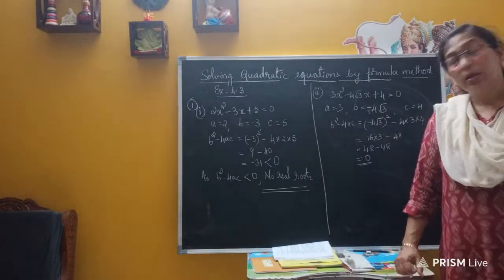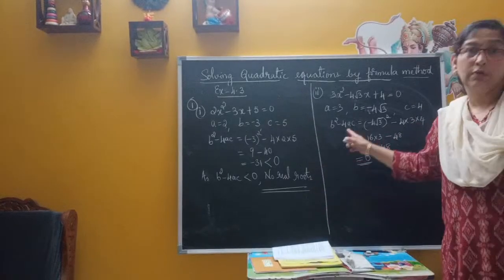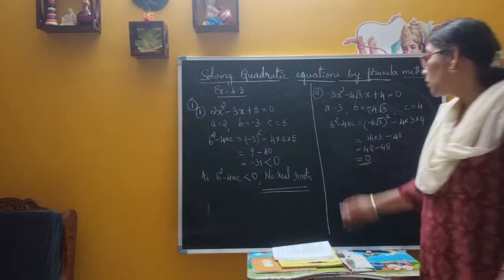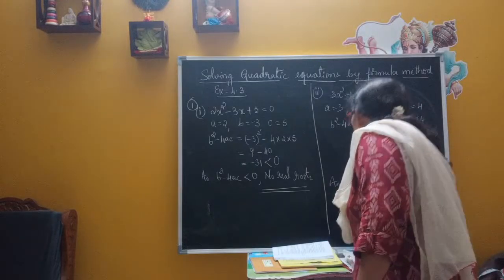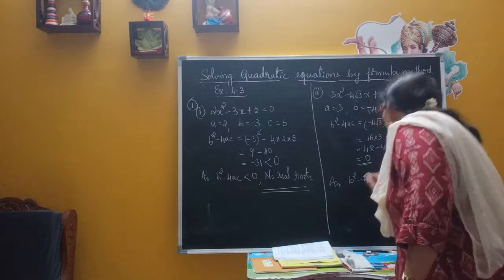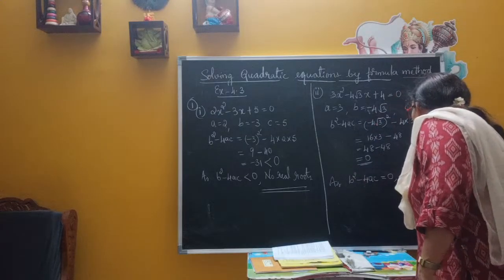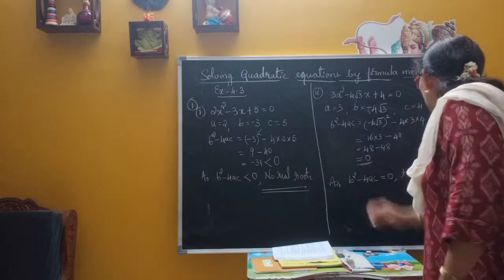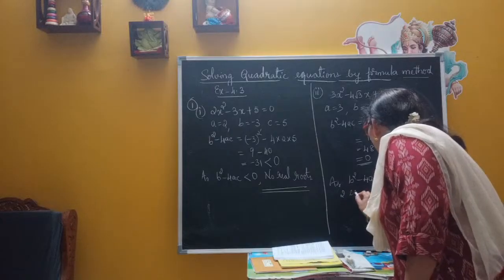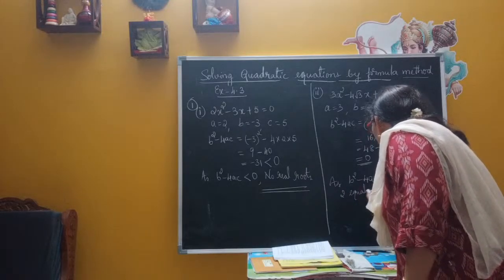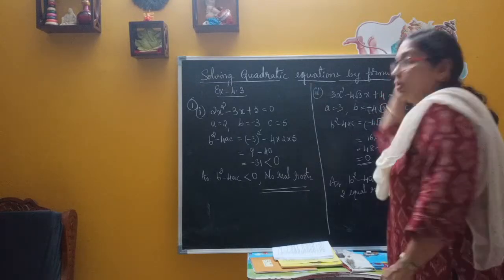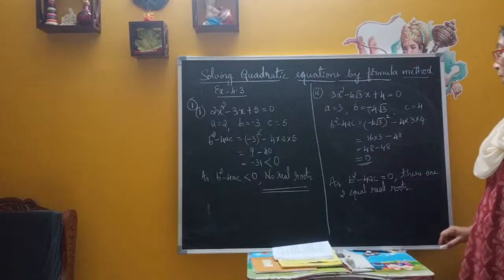What do you conclude? There are two real roots in this equation. Okay, if you solve this equation, you will get two real roots. Write the conclusion as b square minus 4ac or discriminant is equal to 0. There are two equal real roots. Okay. Now let us find them now.